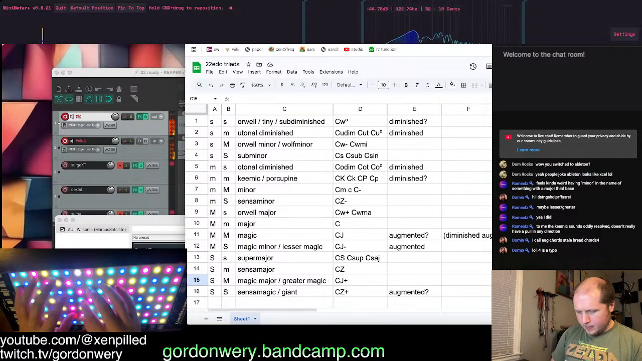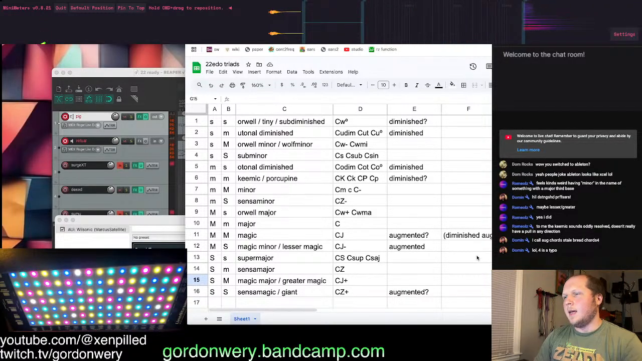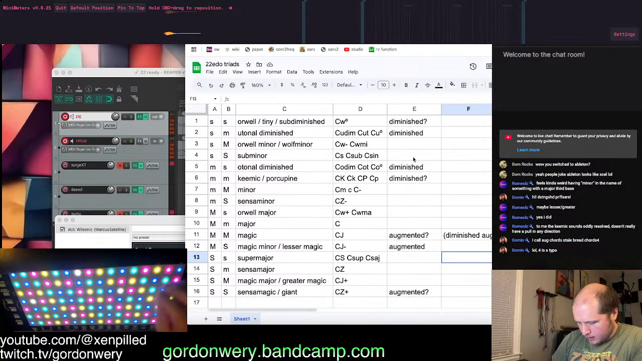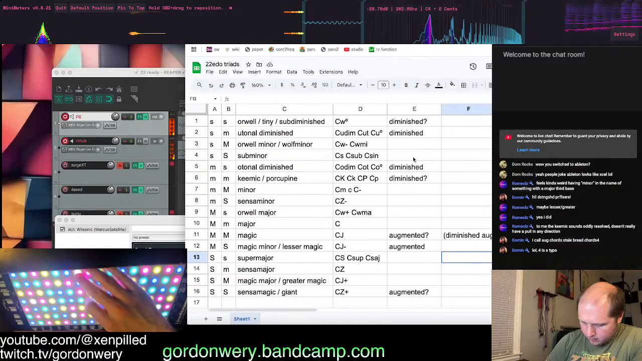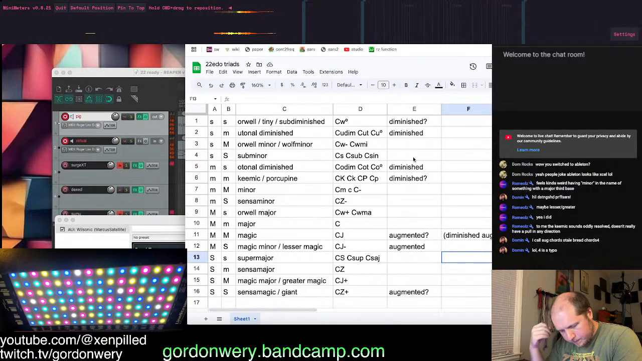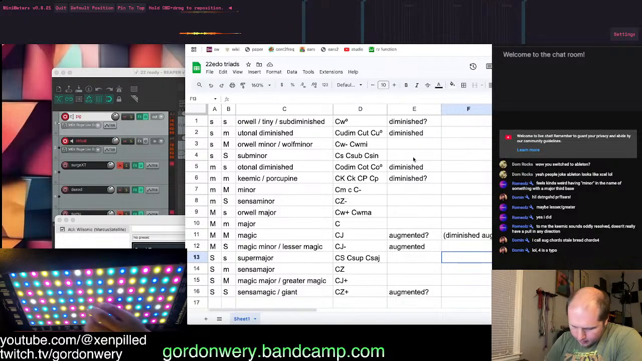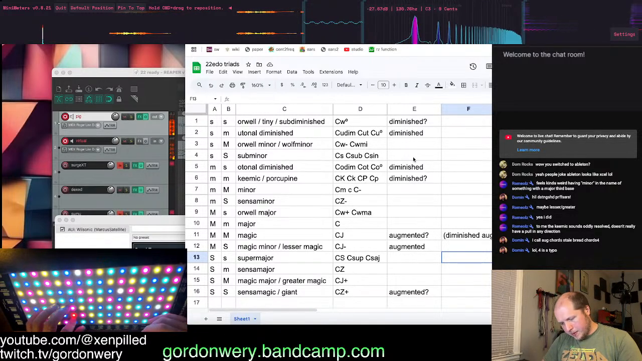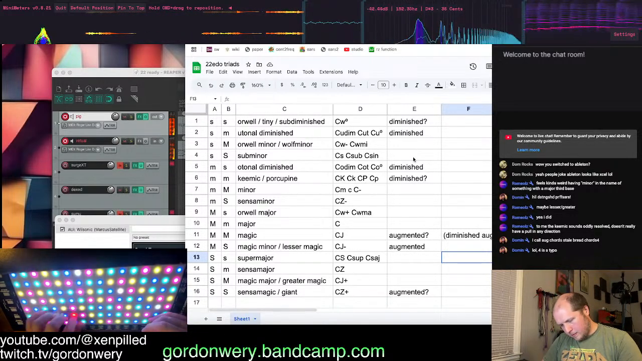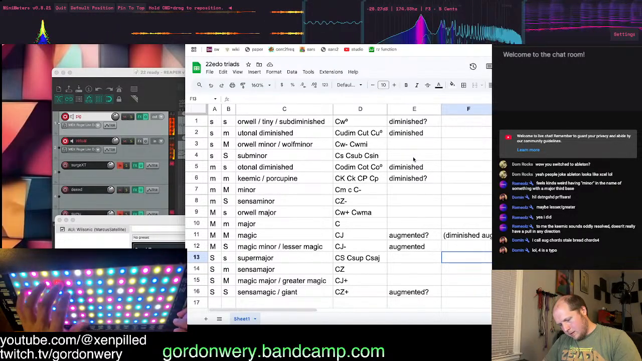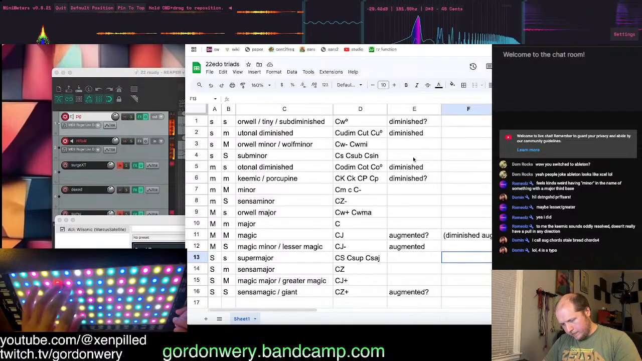So yeah, and also I could see how this could help with playing with these different scales and coming up with names. It's not really helping me right now though. I don't know what to call this one. It's sub minor on the bottom and porcupine on the top.